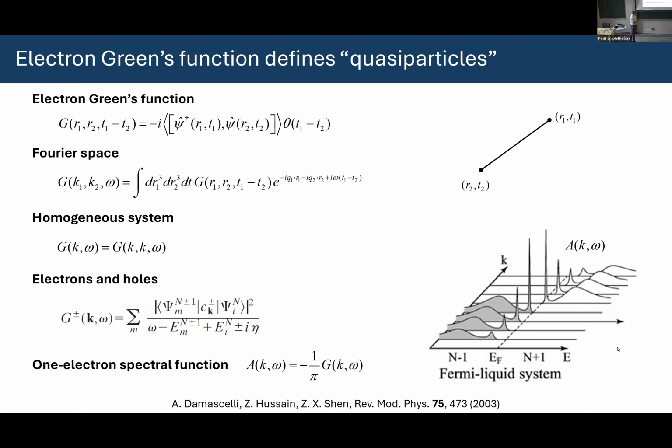So a very important quantity is the imaginary part of this thing, where this denominator just turns into peaks, and that's called the one electron spectral function. So this is one of the most important quantities in a many body system, this A. In a Fermi liquid, it looks like this. This is in all the textbooks on many body theory.